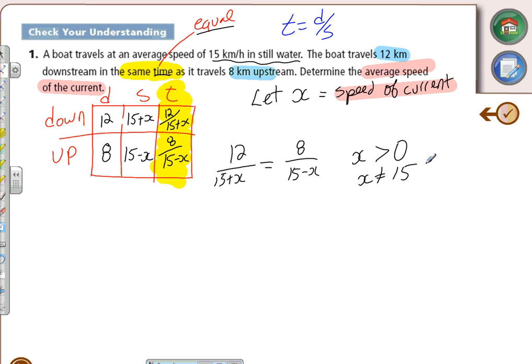X couldn't even be more than 15 either. Because if x is more than 15, that would mean that our speed would be going backwards. The current would be pushing us faster than the boat can go. So we know that our answer better be somewhere between 0 and 15. And now LCD is equal to 15 plus x times the 15 minus x. And multiply both sides by that.